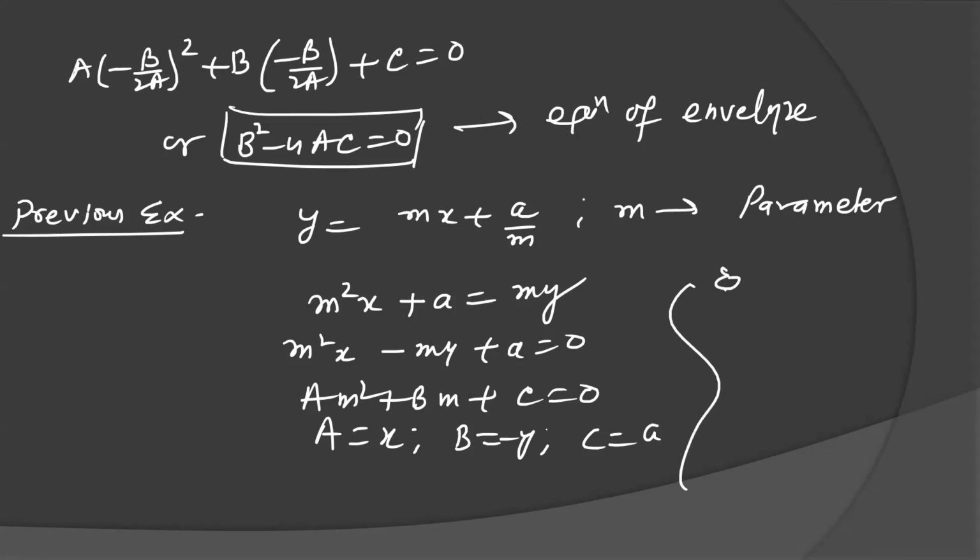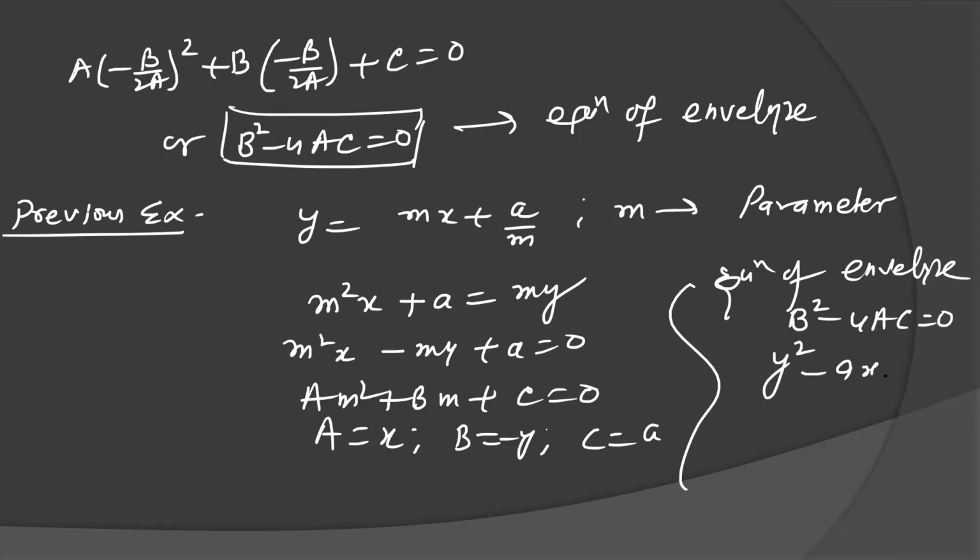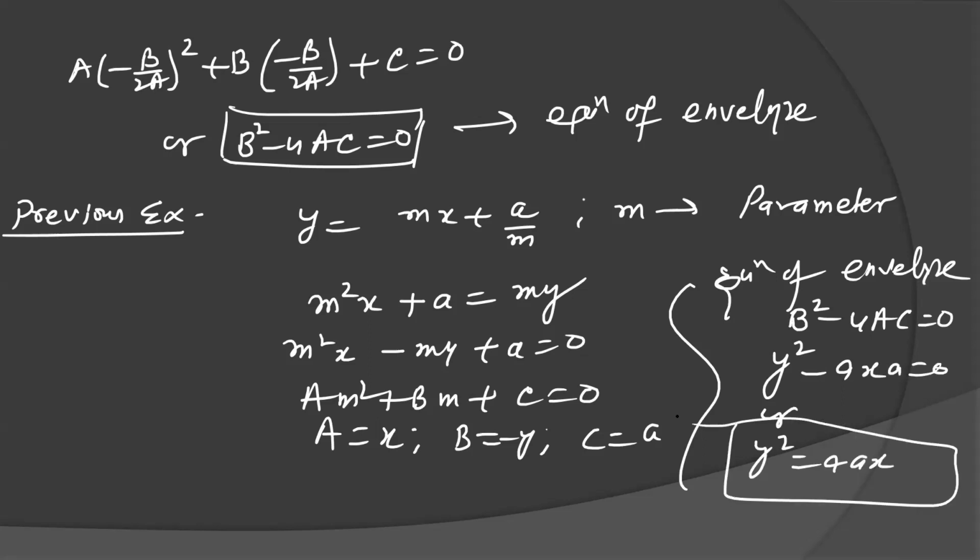Now, what is the equation of the envelope? The equation of the envelope was B square minus 4AC equal to 0. Put the values: minus y whole square minus 4 times x times a equal to 0, or y square equal to 4ax. So you can see that by this shortcut method we can directly find the equation of the envelope. But this method will work when the parameter is given in the form of a quadratic equation. Let's see example 2.